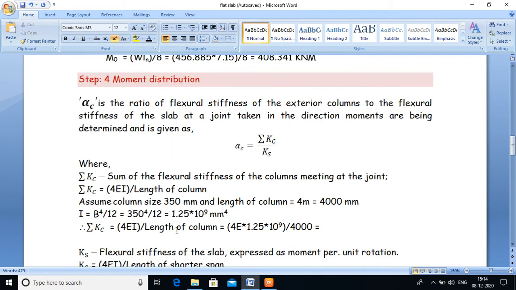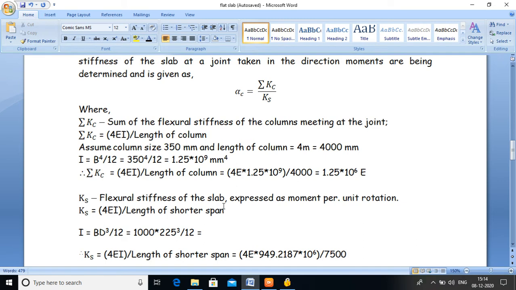When we put this value of moment of inertia and the length of column in the stiffness formula, we get the stiffness of column. The magnitude is 1.25 into 10 raised to 6 E. Intentionally I haven't put the value of E over here because it's a ratio of stiffnesses, so it is going to cancel. That's why.